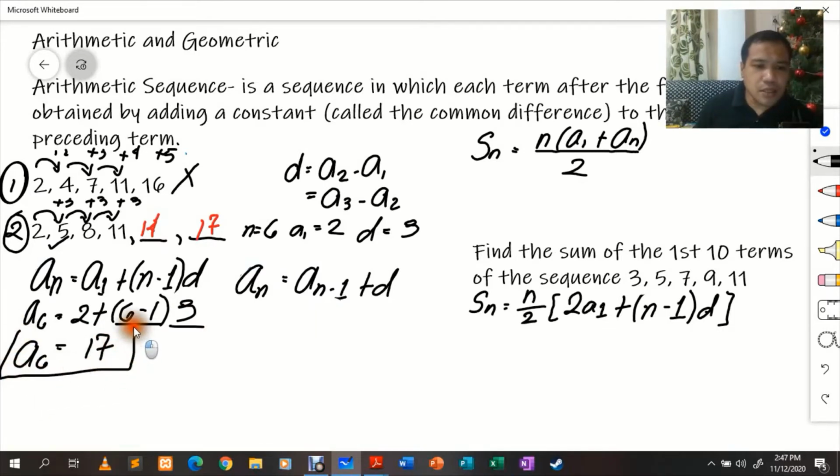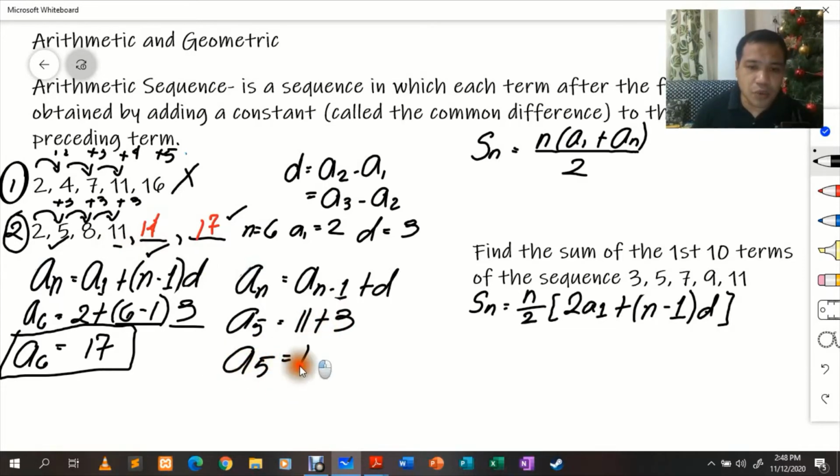So, yan, 17. Now, to get the values recursively, we can use this formula. A sub n is equals to, assuming kukunin natin tong fifth term, which happened to be 14. So, a sub 5 is equals to, from the 5 minus 1, fourth term. Ano yung fourth term natin? 11. 11 plus the common difference, d. So, a sub 5 is equals to 14. And yes, tama yung nakuha natin, 14.